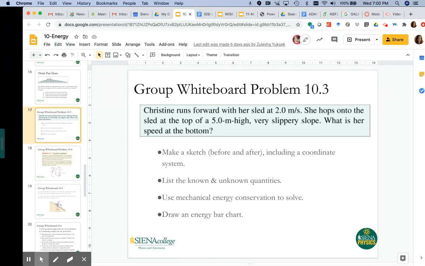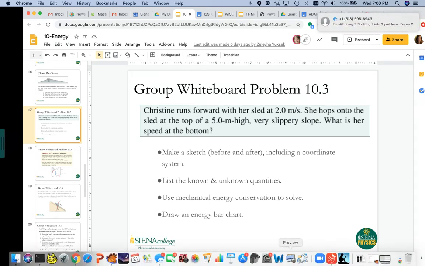Alrighty. Let's draw what's happening here. What we're given: she's running with the sled, and then she jumps on the sled. So we know the initial speed is 2 meters per second, and the height is 5 meters. Very slippery. That's a hint for no friction.